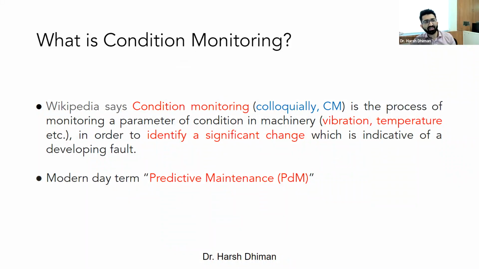If you look at the meaning of condition monitoring, what Wikipedia says is that it's a process. You do not do this one time, you do it continuously, and you do it for a machinery which is under operation, which is doing some useful work, and you try to monitor a parameter of this machinery. Now, the parameter of machinery could be vibration, temperature, acoustic noise, pressure, humidity, etc.